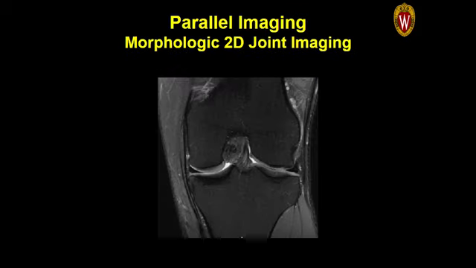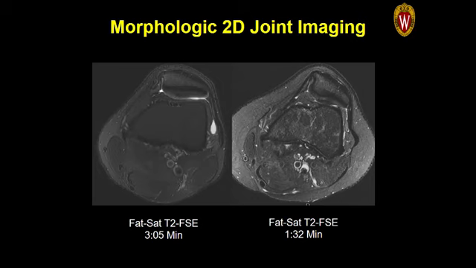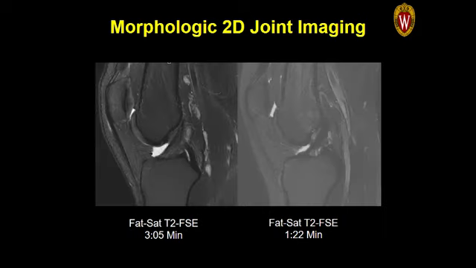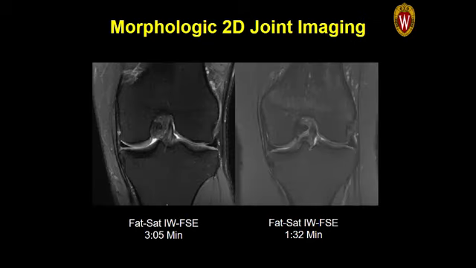Now, parallel imaging techniques have also been used to accelerate morphologic two-dimensional joint imaging. In the next series of 4 slides, I'd like to illustrate the ability of using parallel imaging to accelerate two-dimensional joint imaging by a factor of 50%. Here's an accelerated axial fat-suppressed T2-weighted fast-spin echo image, an intermediate-weighted fast-spin echo image, a sagittal fat-suppressed T2-weighted fast-spin echo image, and a coronal fat-suppressed intermediate-weighted fast-spin echo image.